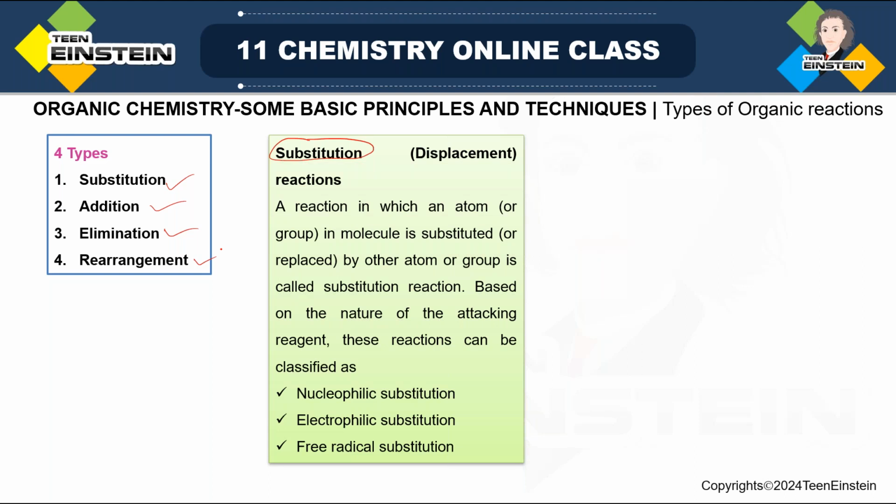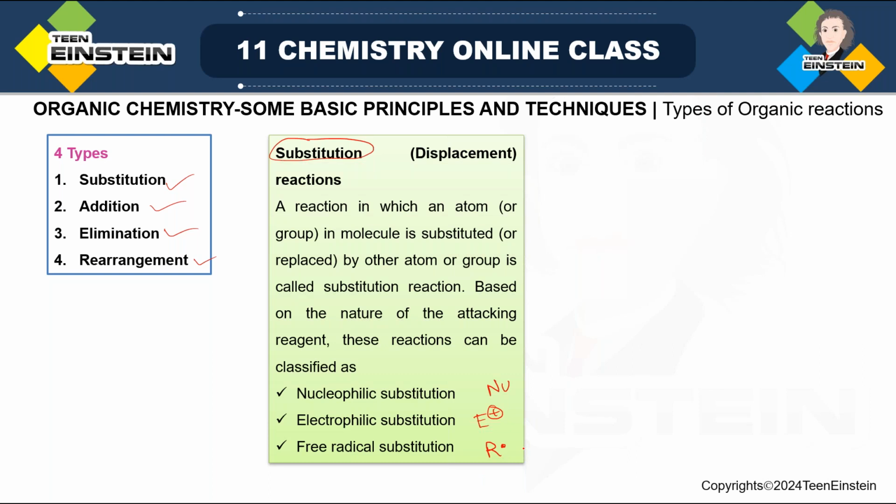So substitution reactions, we have seen all these different types: nucleophilic substitution, electrophilic, and free radical. So when the attacking reagent is some nucleophile, the corresponding substitution is nucleophilic. When it is an electrophile, an electron deficient species, and when there is some free radical reagent, for example R, any species, any reagent with a dot, that means single electron. Fine. So all these 3 types of substitution we have seen.